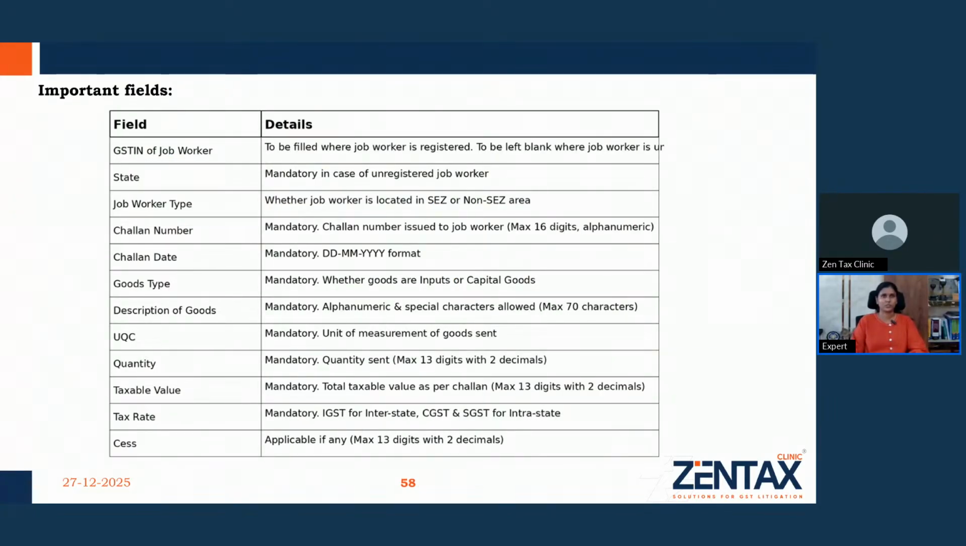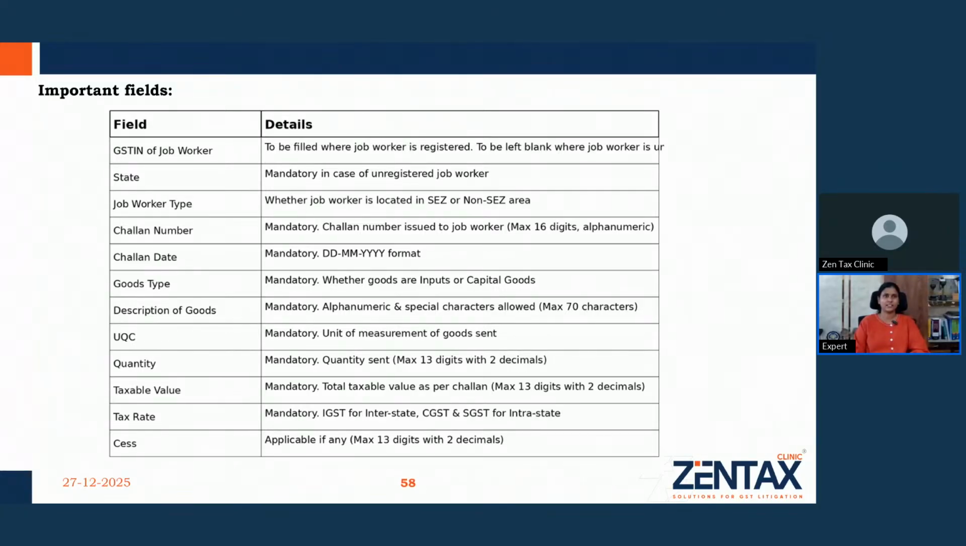To summarize the above tables, here we have listed the mandatory fields which need to be mentioned. The GSTIN of the job worker has to be filled when the job worker is registered. This can be left blank when the job worker is an unregistered person. If the job worker is an unregistered person, then we need to mandatorily mention the state, and whether the job worker is located in an SEZ or non-SEZ area. We need to mark that category.